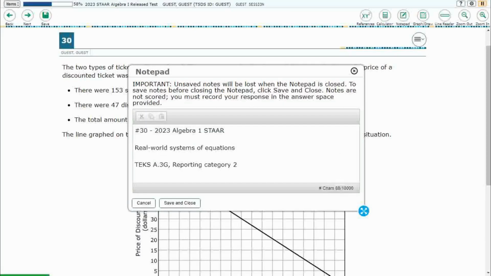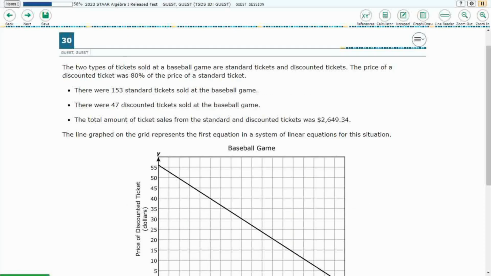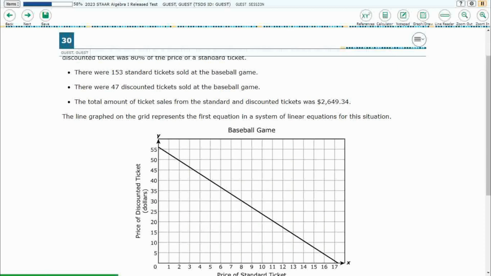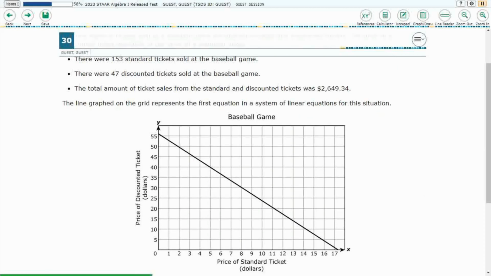So for number 30, we are looking at real-world systems of equations. This is TEKS 8.3g and reporting category 2. We have this whole description of 2 different types of tickets: standard tickets and discounted tickets. The total amount of ticket sales from the standard and discounted tickets was $2,649.